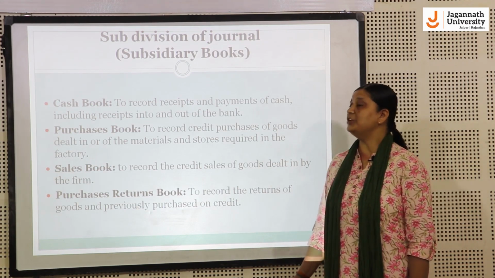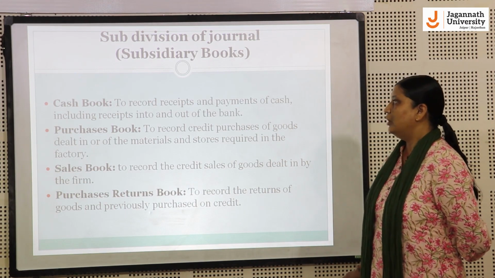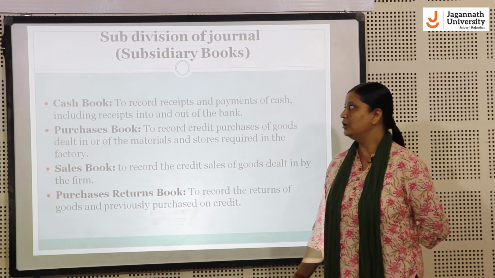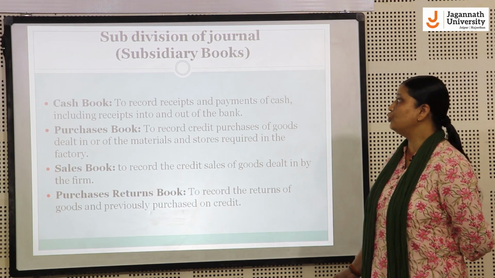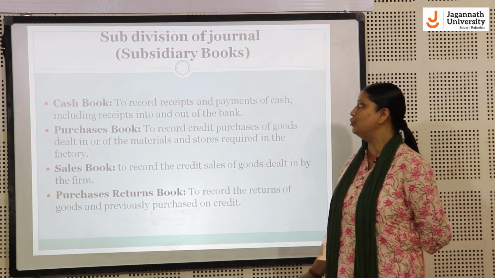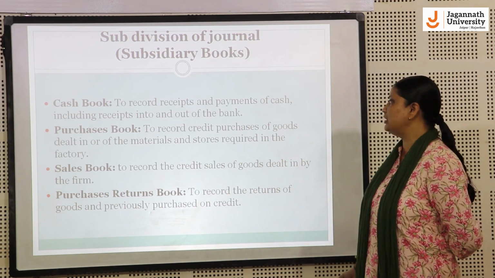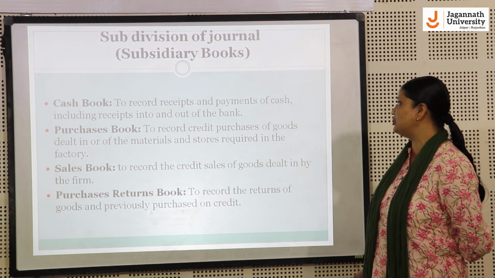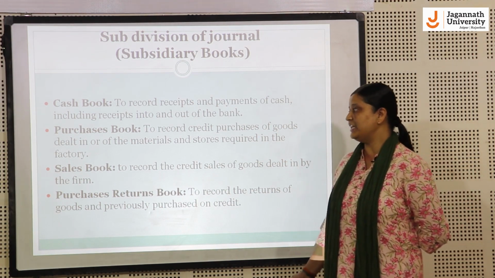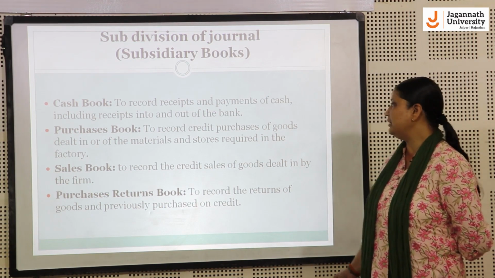Now we will discuss the subsidiary books, or we can say subdivision of journal. It includes cash book. Cash book is used to record receipts and payments of cash, including receipts into and out of the bank. Second one is the purchase book. It is used to record credit purchases of goods.